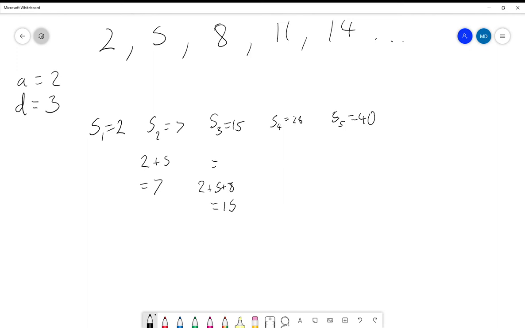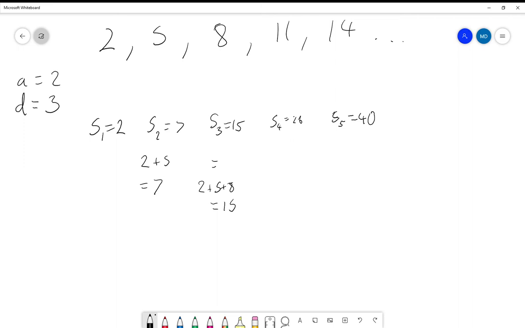So this is a sequence in itself. This sequence is not arithmetic. In fact, it would be a quadratic sequence because it does not have a common difference. But it is an arithmetic series because it is the sum of an arithmetic sequence.